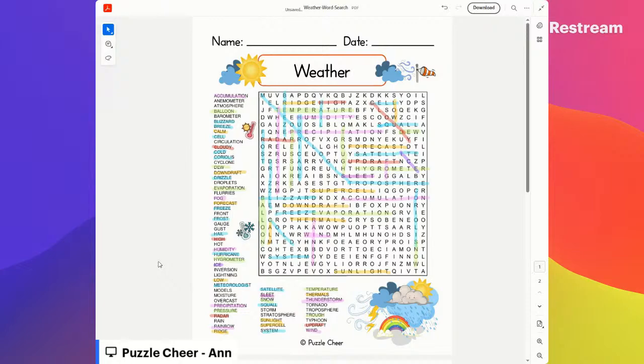Let's go over the words that we have left to find. We have anemometer, atmosphere, barometer, circulation, cyclone, droplets, flurries, front, gauge, gust, hot, inversion, lightning, models, moisture, overcast, rain, storm, stratosphere, tornado, troposphere, and typhoon.